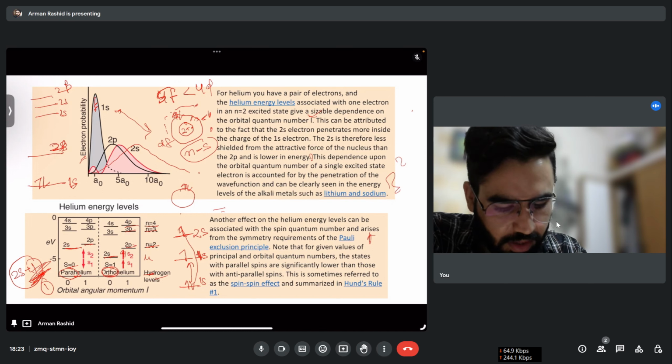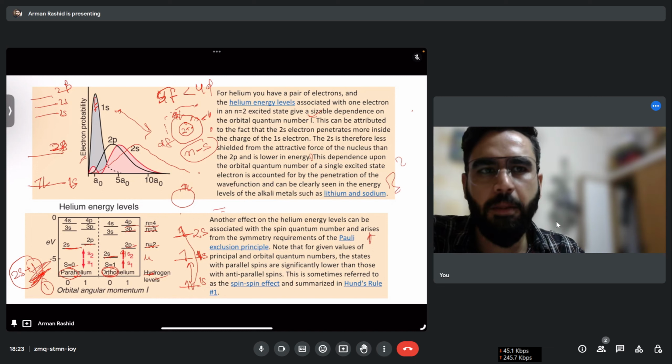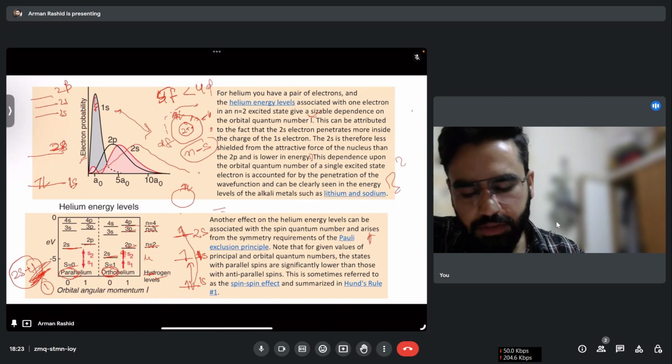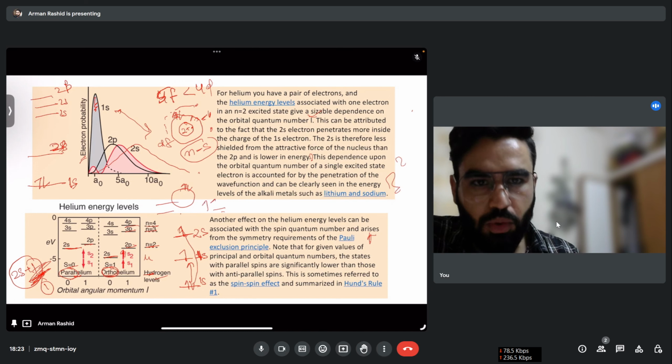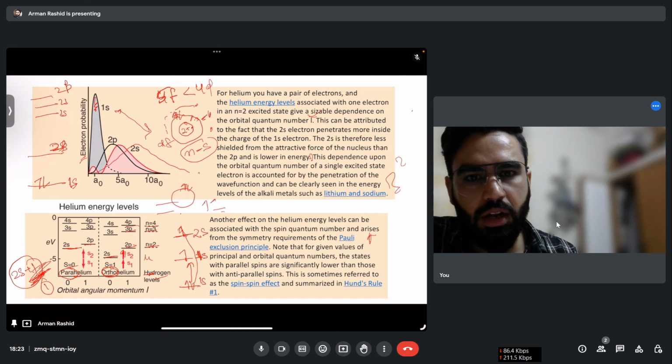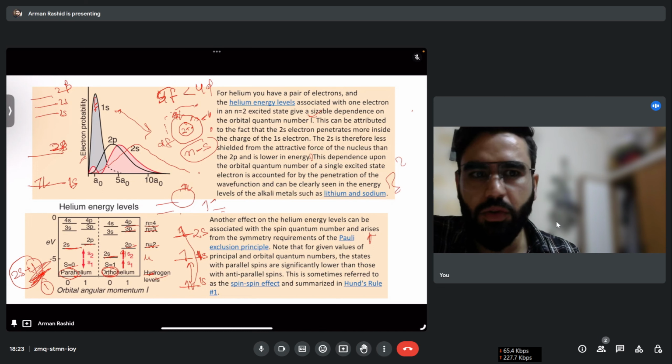This is sometimes referred to as the spin effect and is summarized in Hund's rules. Okay, so that's what I told you: if we have two orbitals and two electrons, they are more stable if they are parallel to each other because of spin correlation.